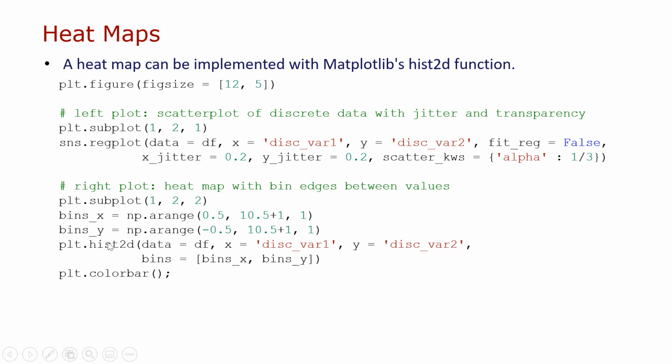PLT dot, but instead of hist, what? 2D, because it's similar to a histogram. If you remember, it's one bin, these bins in front of each other. Now I have this 2D. And what do I do with the data as it is? And what do I have here? The X and the Y.